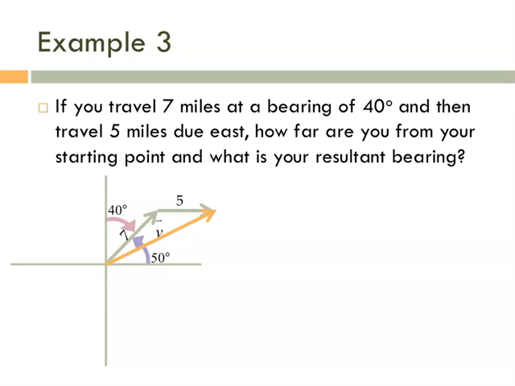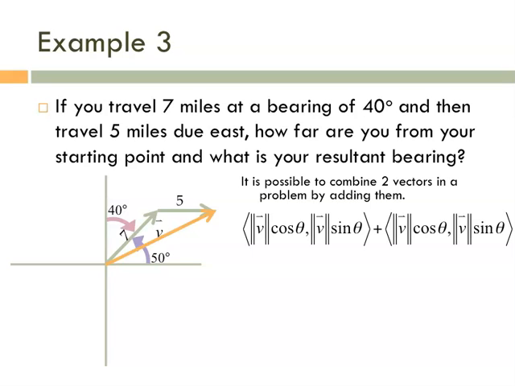Okay, so what we can do now is we can actually combine the two vectors by simply adding each component. So we're going to write out the components for the first vector, and then we're going to write out the components for the second vector, and then we'll add them together. So for the first one, the traveling 7 miles at a bearing of 40 degrees, that's 7 cosine of, use the direction angle, 50 degrees, and then 7 sine of 50 degrees. And for the second one, we said that that has a direction angle of 0. So we have 5 cosine of 0, 5 sine of 0.